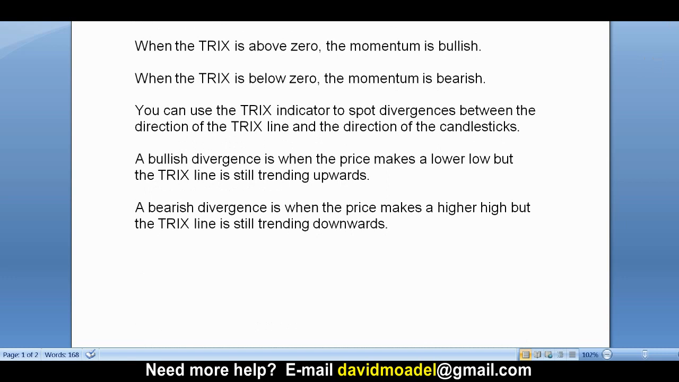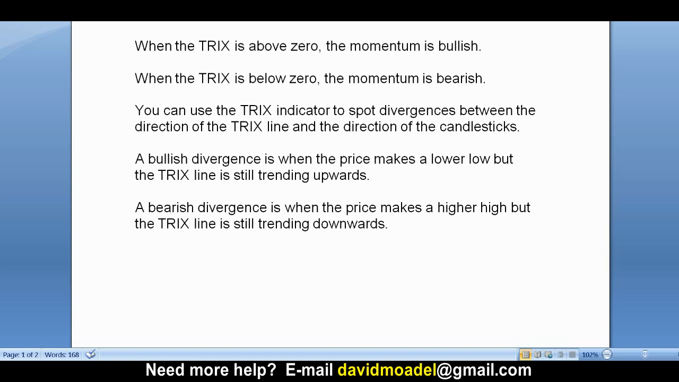So here's how you might use it. And please understand that no indicator works all the time. None of these indicators that I talk about work 100% of the time. You have to make your own decisions, do your own research, know what you're doing before you do it. So here's how you might choose to use it. When the TRIX is above zero, the momentum is considered bullish. And when the TRIX is below zero, the momentum is considered bearish. So it's just telling you the overall trend or momentum. Is it trending upwards or downwards? That's kind of all it does. It's really simple. But there are other ways you can use it.